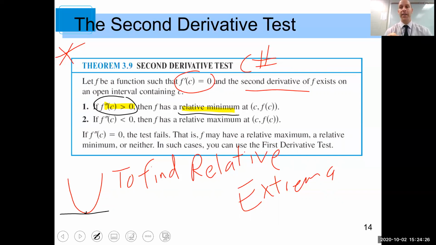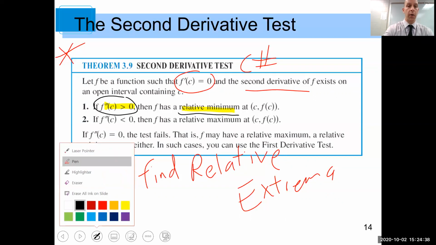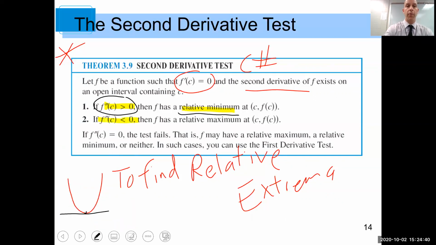A common mistake, though, is that students see this here and they think concave up, so they think it must be a maximum because they think up is max. But remember, it's concave up. That means it has a bottom point, so this is a minimum. Let's go ahead and finish this out. If f double prime is less than 0, which means it's concave down, then it has to be a relative max.